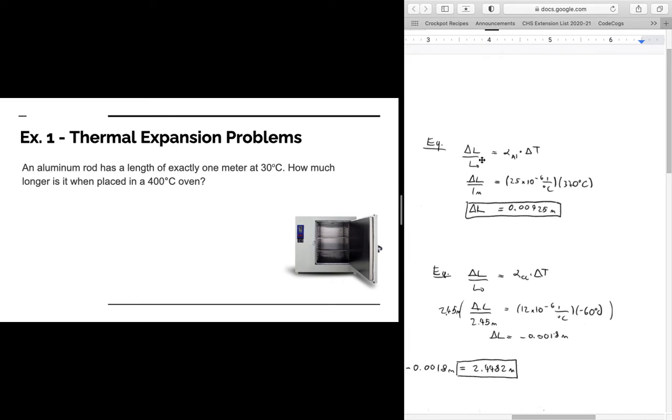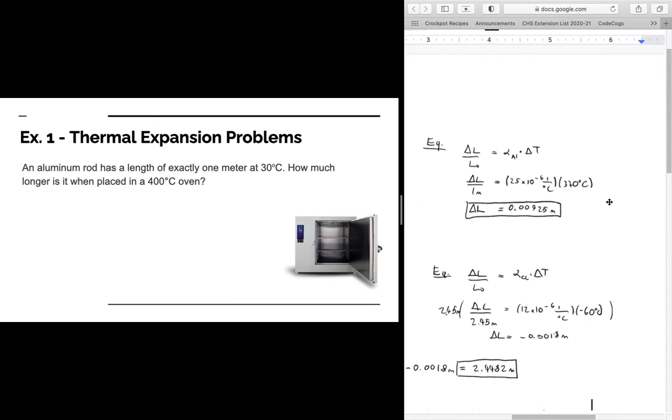So we have delta L over L naught equals alpha times delta T. So that gives us delta L over 1 equals 25 times 10 to the negative 6 times 370. We don't need to get rid of the 1 here because anything divided by 1 is just itself. So all we have to do is multiply 25 times 10 to the negative 6 times 370, and that gives us that our change in length is going to be 0.00925 meters.